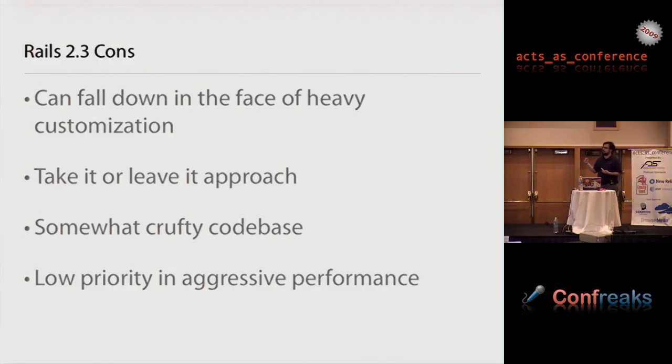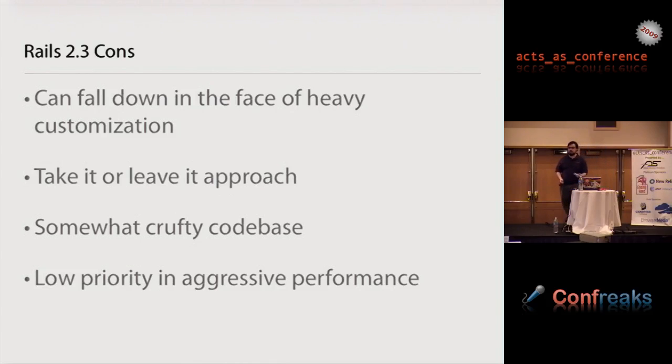The cons are that if you actually need to do something that's not in those conventions, and obviously there's been a bunch of back and forth about to what extent this is true, but I think it's pretty well understood that in the face of really heavy, crazy customization, Rails, Rails 2.3 anyway, is not necessarily the man for the job. It definitely has a take it or leave it approach to a lot of the components. So in Rails 2.3, you either take the JavaScript helpers or you leave the JavaScript helpers.